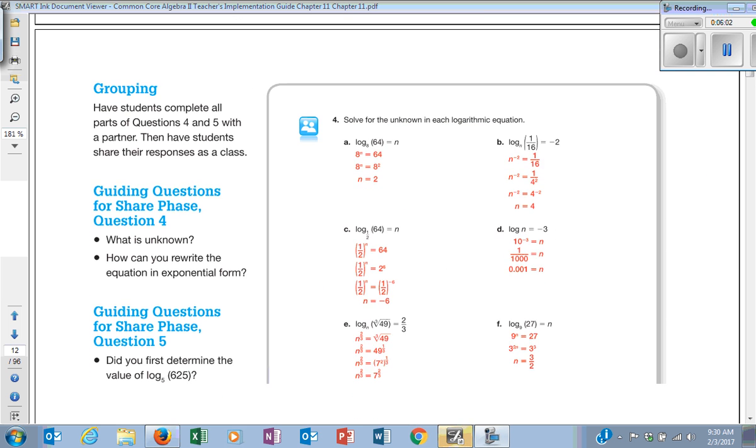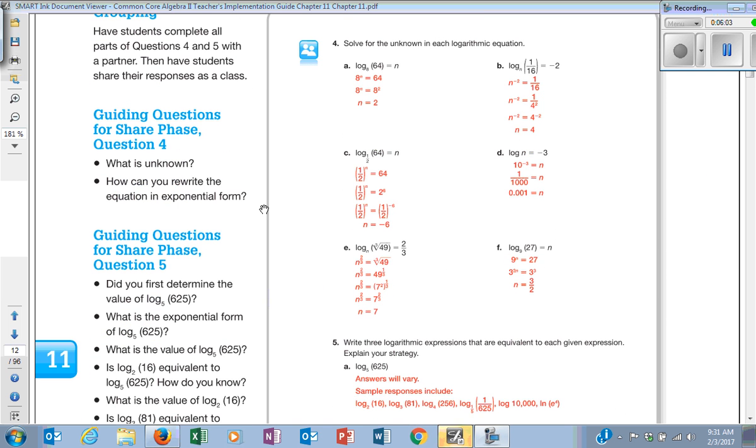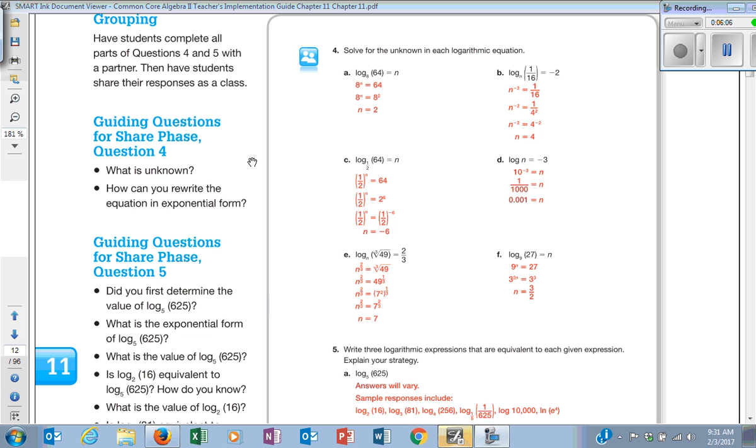All right, so some more examples. You might want to try to stop the video and solve them on your own here, and I'll just talk through them. But right here, you can rewrite this 64 as 8 squared, and so I changed this from log to exponential form, and it became, with 8 as the base, 8 to the n equals 8 to the second, and hopefully you can see that n has to equal 2.